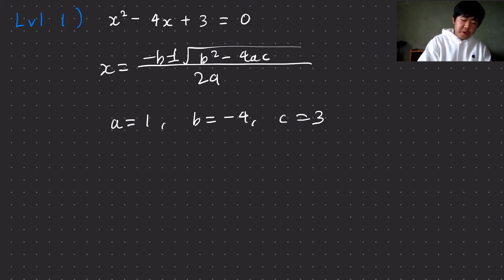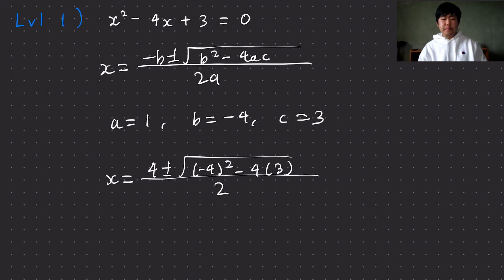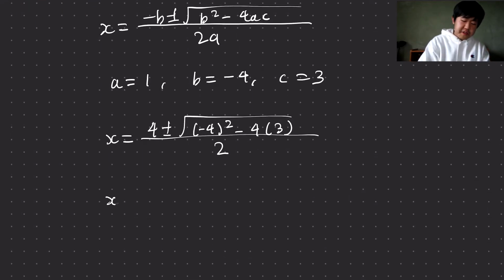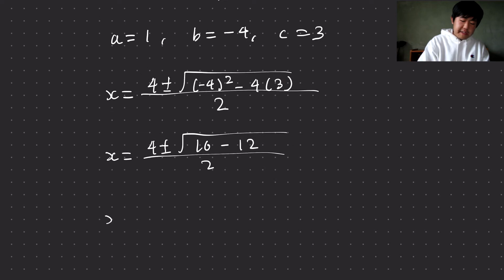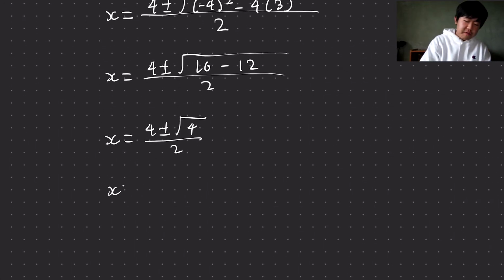Right, so let's do x equals minus 4, which is just plus 4, plus minus root b squared, so minus 4 squared, and minus 4ac is minus 4 times a and then c, all over 2a. Alright, now let's do the calculations. So x equals 4 plus minus root 16 minus 12 over 2. And then x is going to be 4 plus minus root 4 over 2. And then, as you know, root 4 is 2. So x equals 4 plus minus 2 over 2.